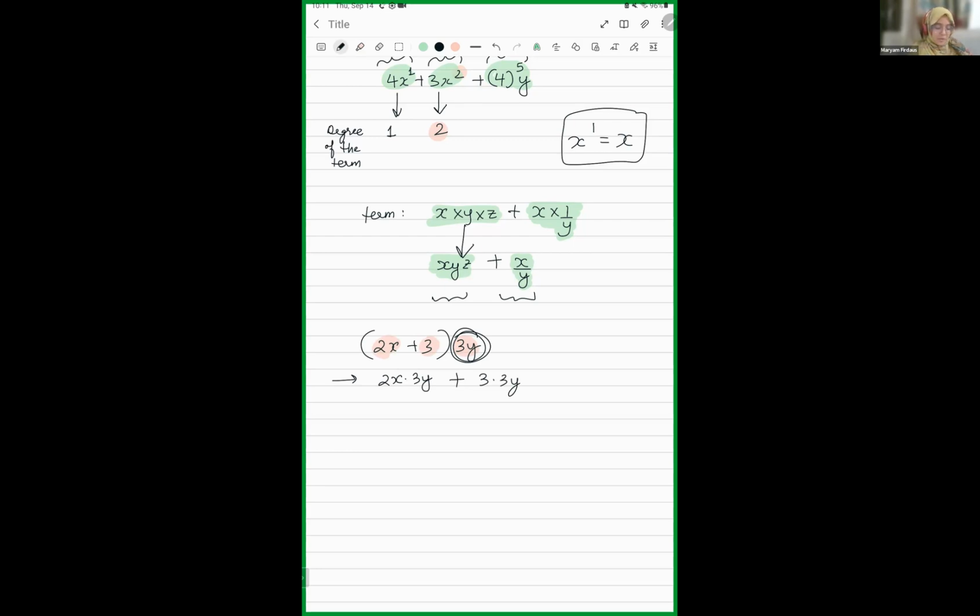Yes. So now what is 2x into 3y? Now we will simply multiply the constants with each other. 2 into 3 is 6. And then xy. X multiplied by y is written as xy. Plus 3 into 3 is 9, and then there's a y. So this is 9y. Now how many terms are there, Abdul Jabbar?